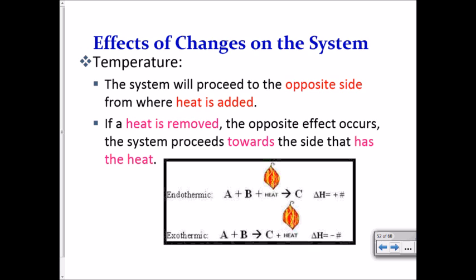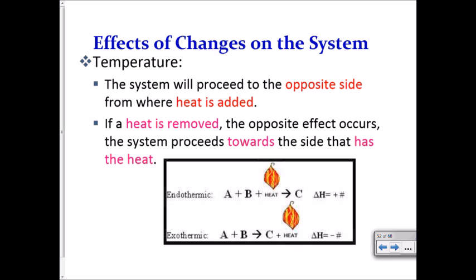So, the system will proceed to the opposite side from where heat is added. If heat is a reactant because it's endothermic, and you add heat, it's going to proceed to the product, the opposite side. If you have an exothermic reaction and you add heat, it's going to go to the opposite side there, which would be proceeding towards the reactants. So you have to specifically look: is it endo or exothermic, before you decide which way it's going to change the equilibrium.